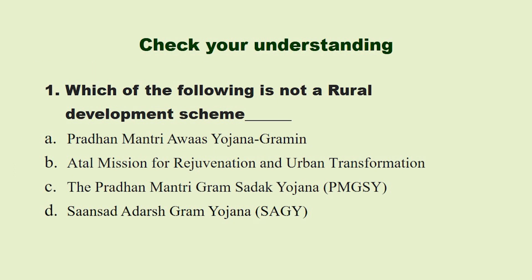Which of the following is not a rural development scheme? Your options are Pradhan Mantri Awas Yojana Gramin, Atal Mission for Rejuvenation and Urban Transformation, Pradhan Mantri Gram Sadak Yojana, Sansad Adarsh Gram Yojana. Your answer would be Atal Mission for Rejuvenation and Urban Transformation. This is a scheme which has been aimed to support urban development. So, our question was which of the following is not a rural development scheme. All the other three schemes support rural development except Atal Mission.